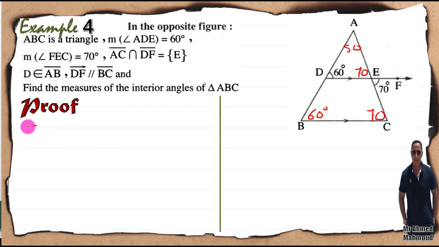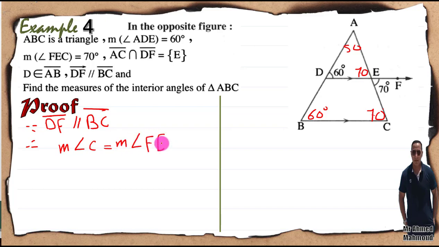So since DF is parallel to BC, therefore measure of angle C equals measure of angle FEC equals 70 degrees, alternate.